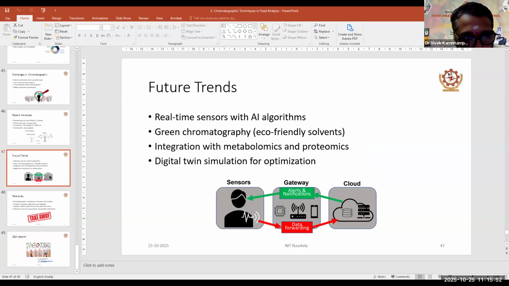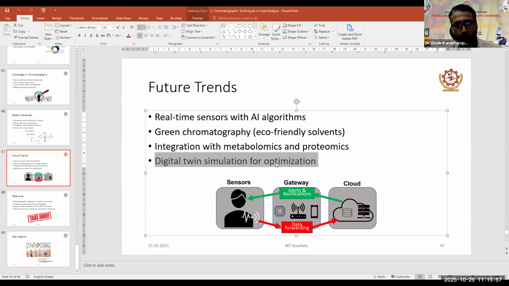Simulation. This is digital twin simulation for optimization. Means you will do the optimization, right? Normally, you will run different samples, 17 samples or 18 samples or 21 samples for the optimization. Then you will identify a single optimized result, right? If you go for the digital twin simulation, you need not go for multiple experiments. You can simulate your experiment by doing very few experiments itself. That is called the digital twin simulation. It is mainly used for optimization purposes.